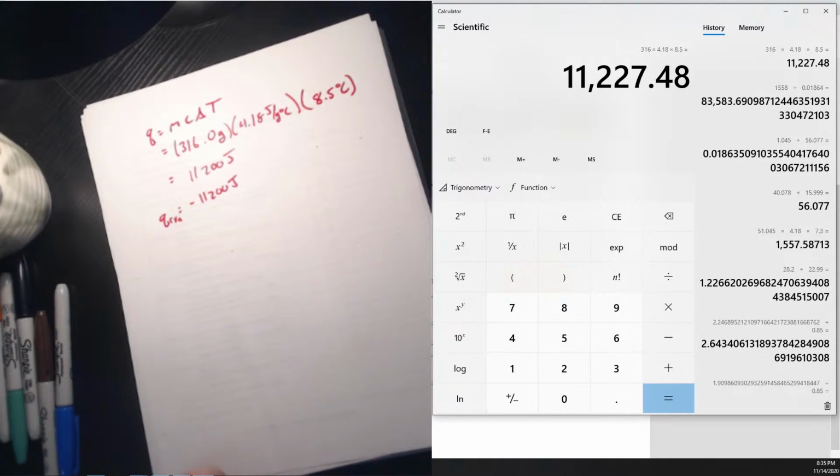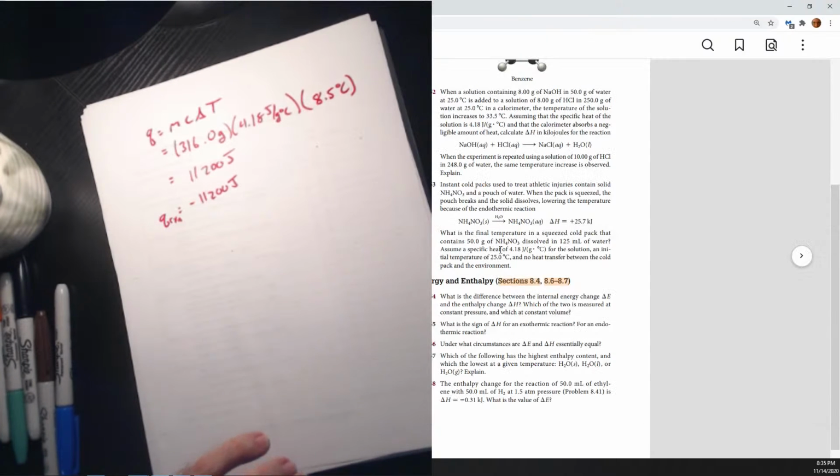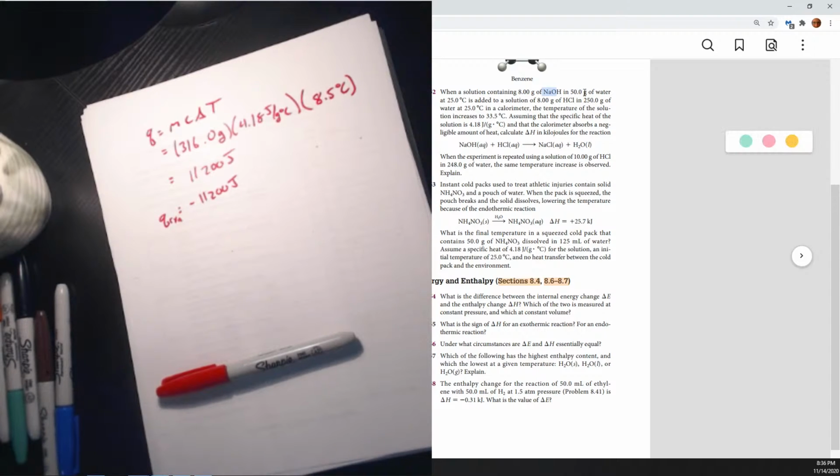Okay, so now we need to find our limiting reactant. 8 grams of sodium hydroxide versus 8 grams of HCl. Sodium hydroxide has a molar mass of 23 plus 16 plus 1, about 40. HCl, H plus and Cl minus, is about 36.5. So I'm shortcutting some of the math. The sodium hydroxide is our limiting reactant.